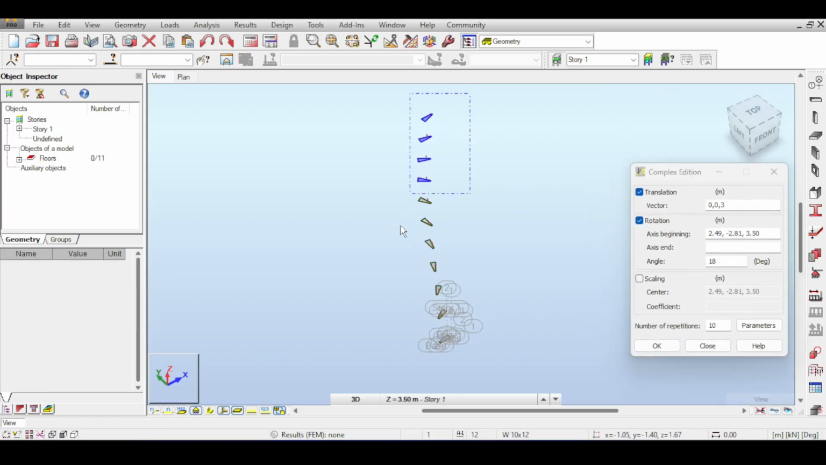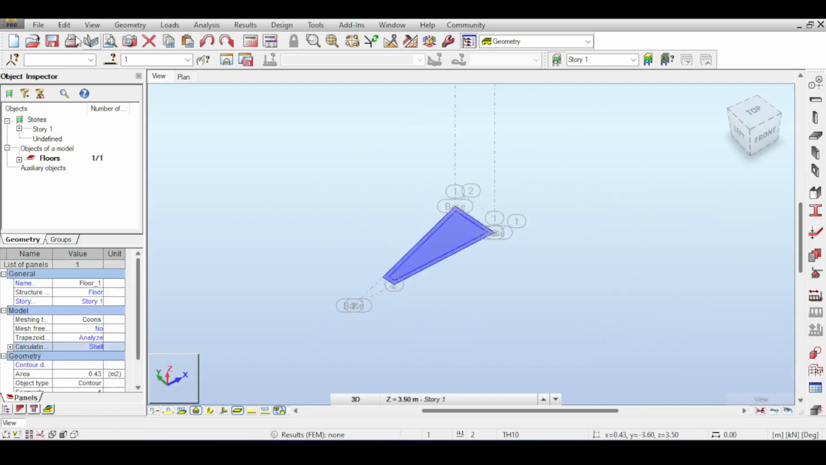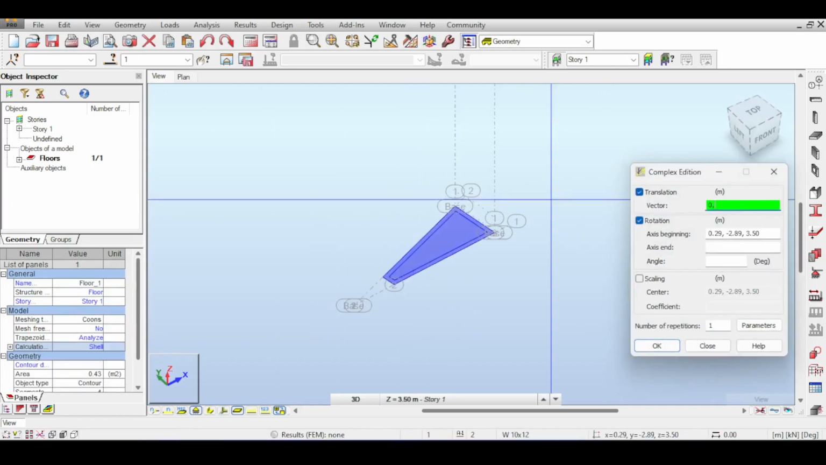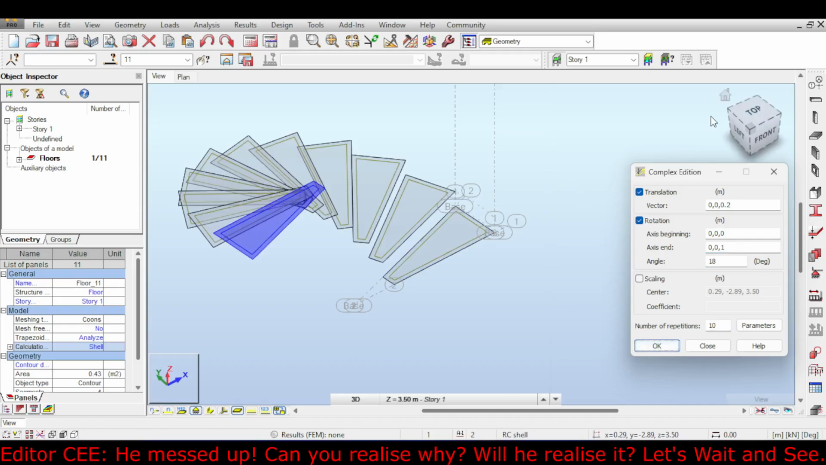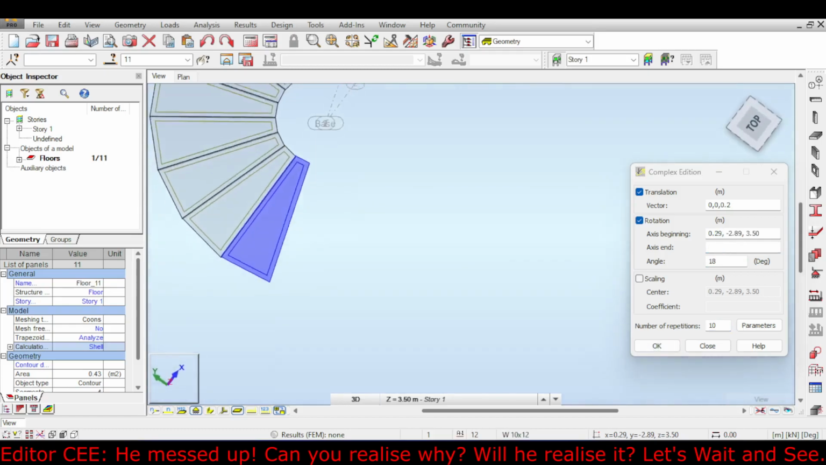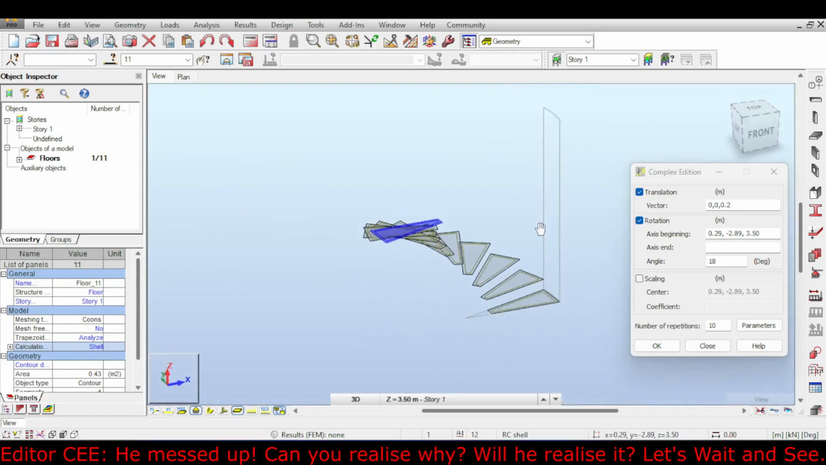I'm not going to video edit this. I'll leave it. So let's delete this. I'm closing this, selecting again, complex edit. This time it's 0.2, because it's only one step. The axis is 0, 0, 0. And the end is 0, 0, 1, this still works, because the only thing that the program needs is the direction of the axis. The angle is 18, the repetition is 10, and now prepare to see magic. So, okay, and there we go. You have your staircase. And of course, we still need to connect that stuff, but I think it's a job well done.